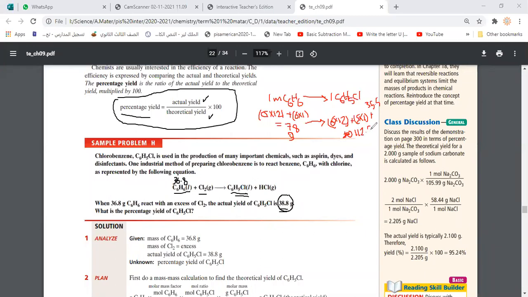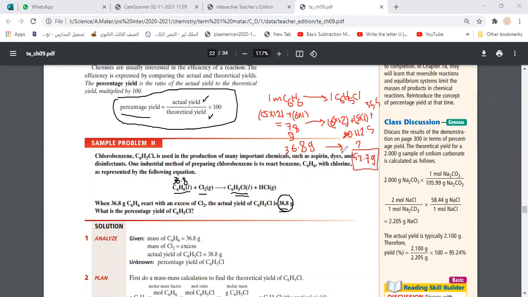So suppose that 78 gram of benzene is producing 112.5. So like this, we get the theoretical. Here we find if we have 36.8 gram of benzene, how much are they supposed to produce? 112.5 multiply 36.8, divided by 78, equals 53.07. So like this, that is the theoretical yield.